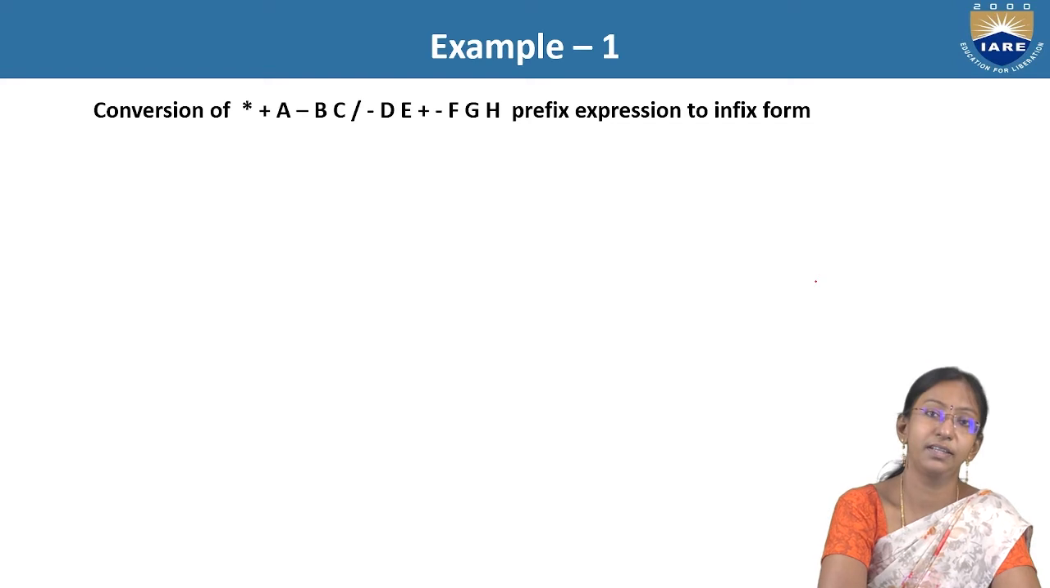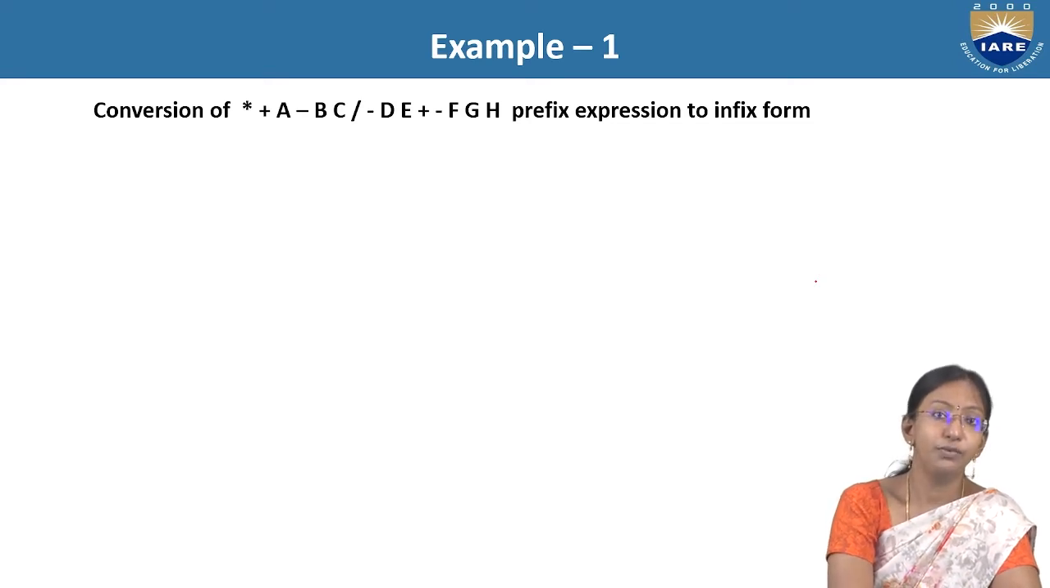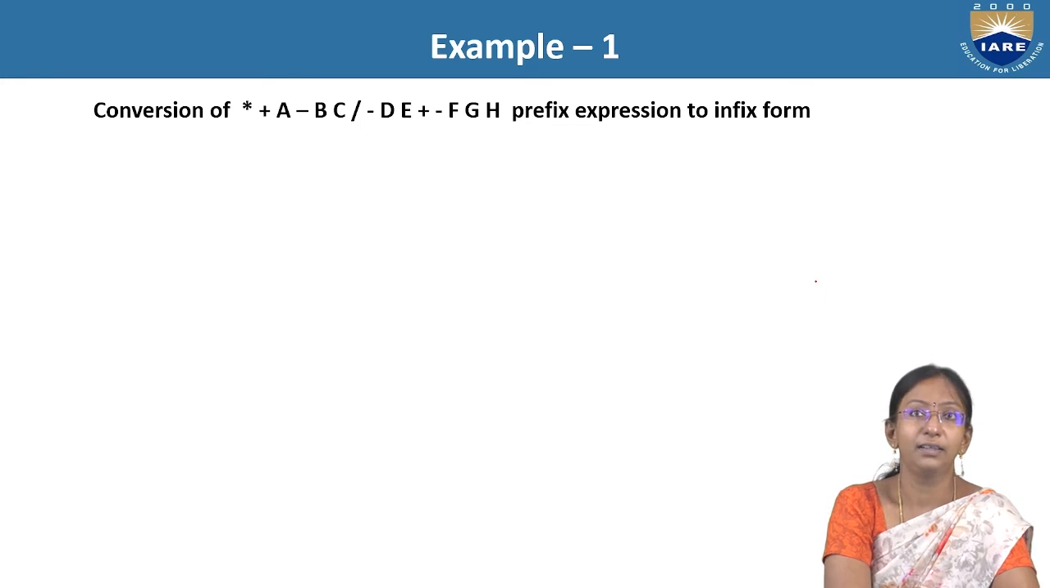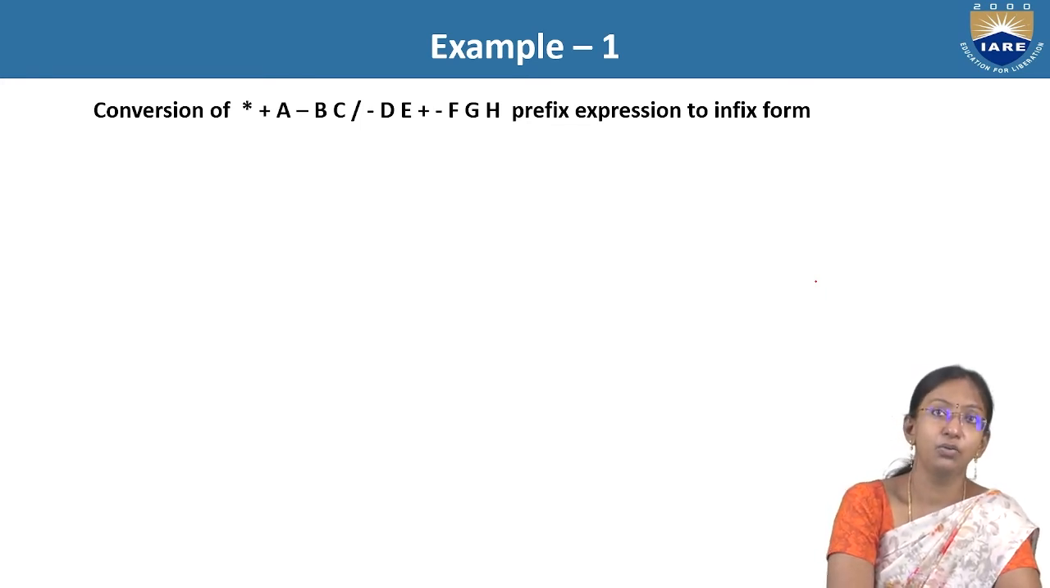Consider this prefix expression. First of all, for a rough sketch, you can count the number of operands and operators. So let's count the number of operands: 1, 2, 3, 4, 5, 6, 7, 8. 8 operands are there. Operators: 1, 2, 3, 4, 5, 6, 7. 7 operators.